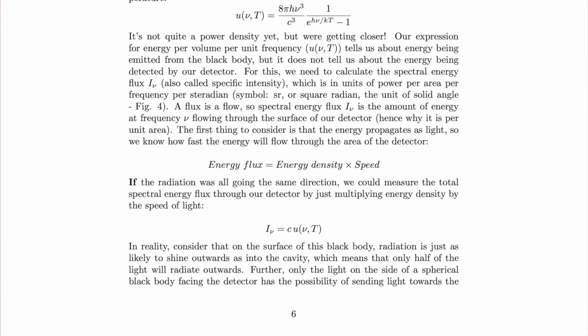You multiply by c. You might think, okay, done. Well, not really, right? That's not quite it. If the radiation was going all the same direction, we could do it this way. But remember, we have this hollow sphere that we're heating up, and the radiation can go all sorts of different directions. In fact, it can radiate inward inside of the sphere, right?